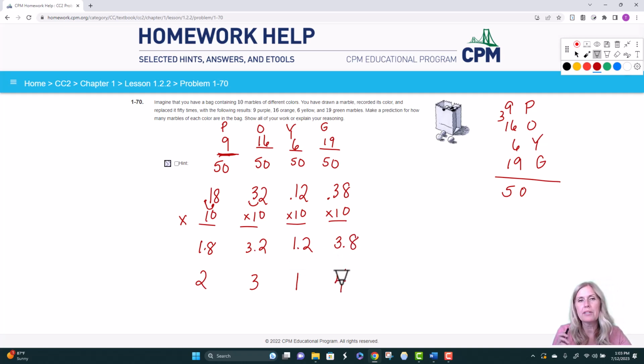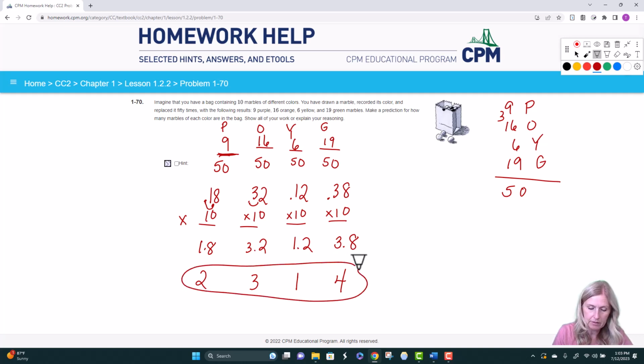So remember, the original question says, try to predict how many of each marble was in the bag. Well, they said there were 10 marbles of different colors in the bag. If you count up what we just came up with, 4, 5, 6, 7, 8, 9, 10. So that would make sense. We predict that there must have been 2 purples, 3 oranges, 1 yellow, and 4 greens. Okay.